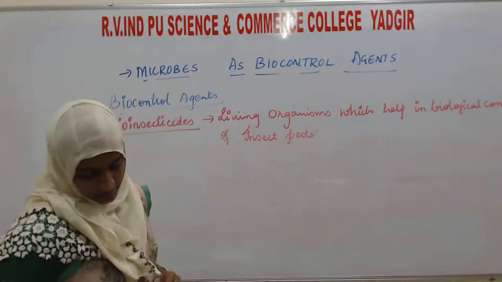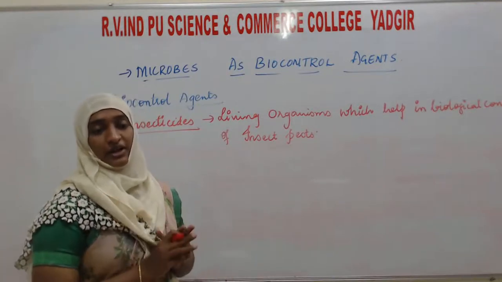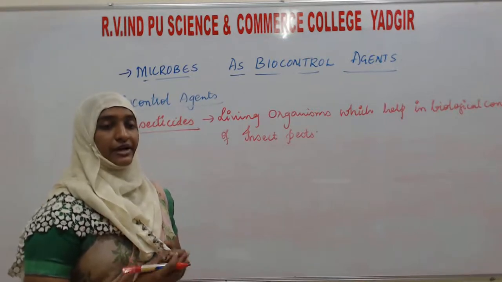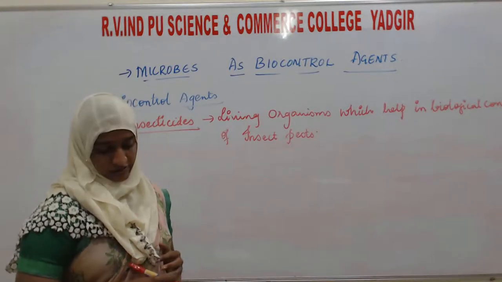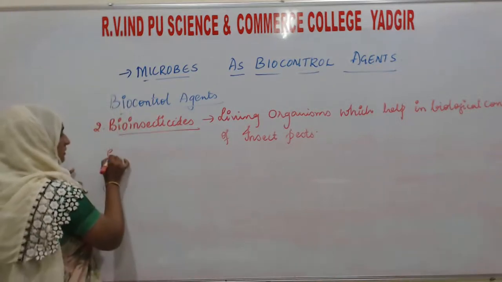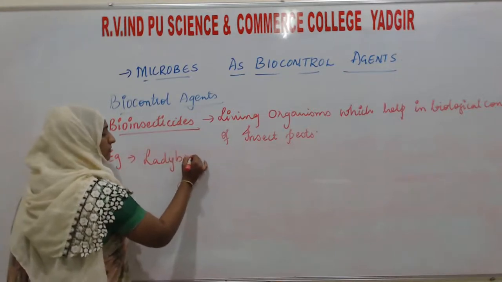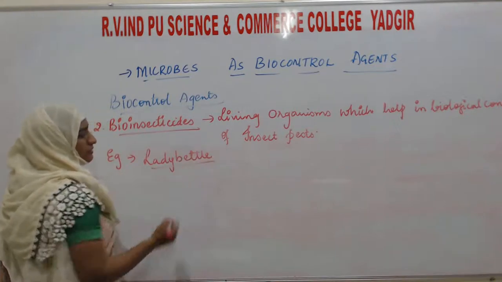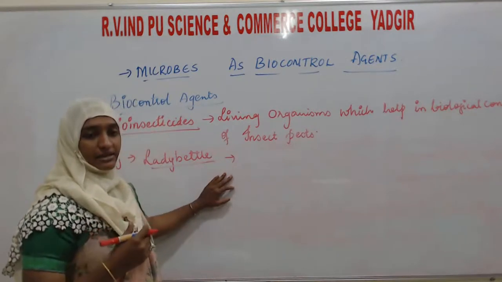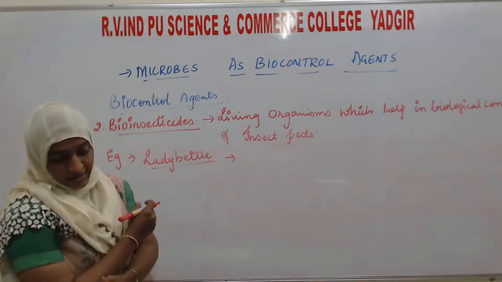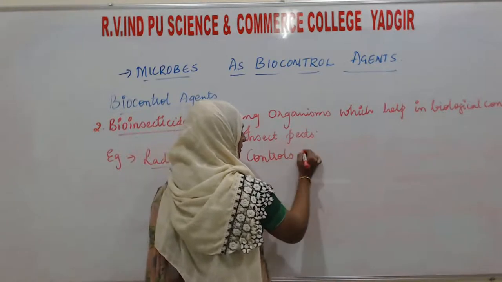Here in bioinsecticides, a number of harmful insects and their larvae affect the crop fields, acting as predators or pathogens. Either they damage the plants or they cause diseases in them. One example of a bioinsecticide is the ladybird beetle. This is an insect which is black in color and has red markings. It controls the aphids.